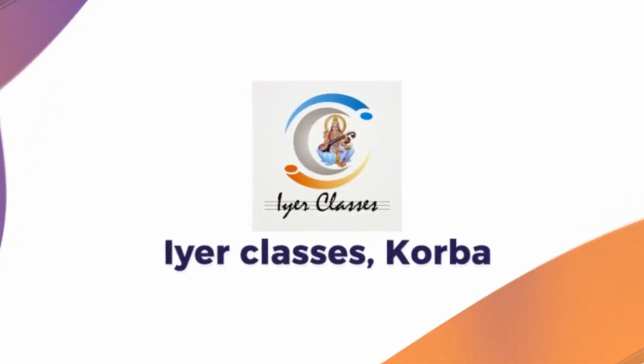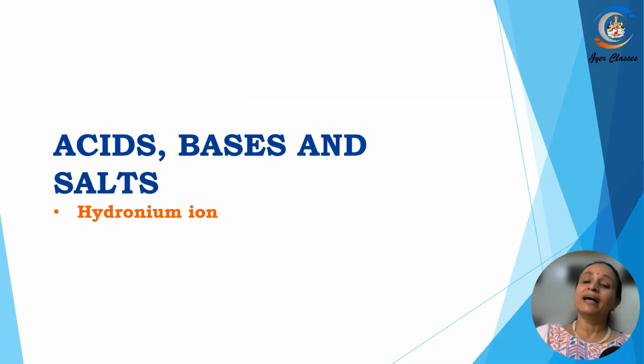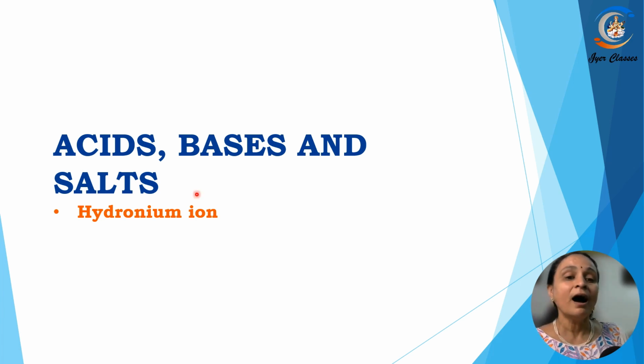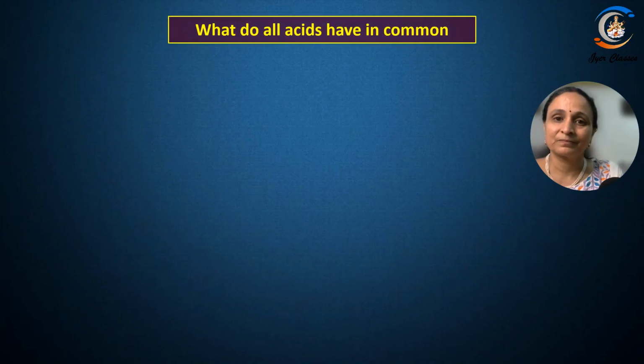So now we are going to talk more on acids, bases and salts, and here we are going to talk not about the hydrogen plus ions but something else which makes it acidic. It is the hydronium ion. Now how is it formed, and because of it the acidic properties come out.